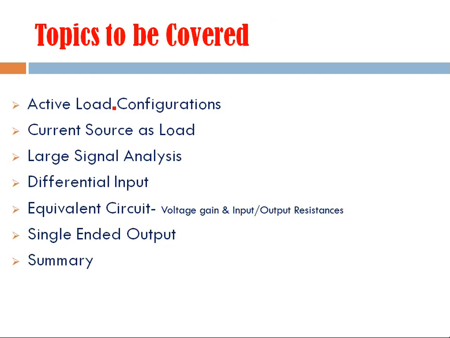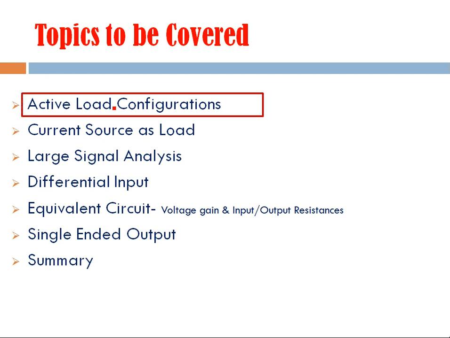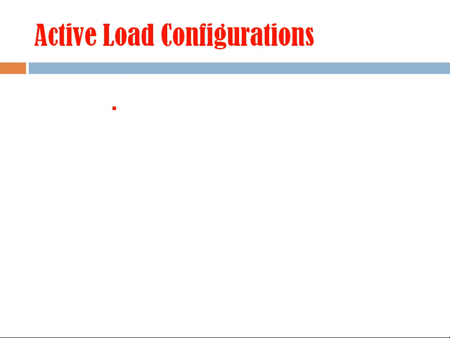In today's lecture we are going to cover these points. We will see various active load configurations, we will see what happens when we use current source as load, large signal analysis, we will see differential input conditions, equivalent circuit, and the equivalent circuit is used to find out voltage gain and input output resistance. We will see what happens when we take single-ended output instead of differential output, and finally we will summarize the discussion. First we will see active load configurations.